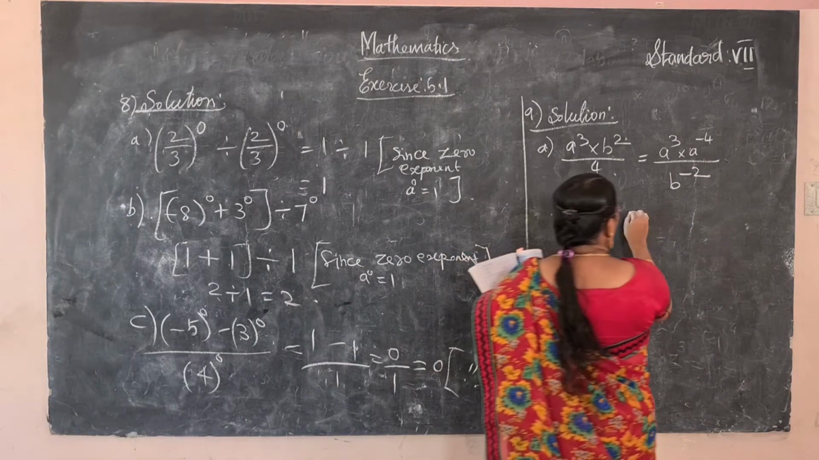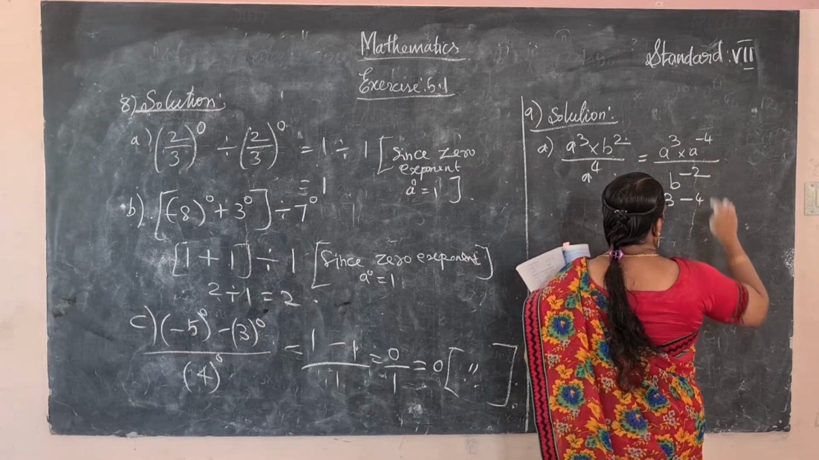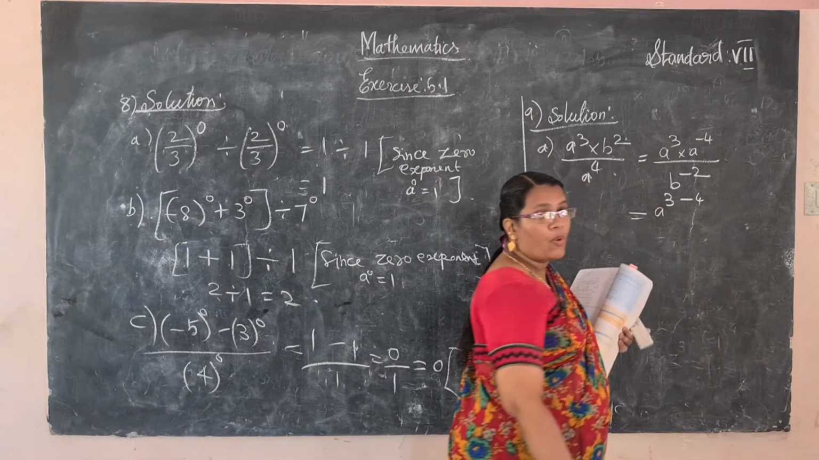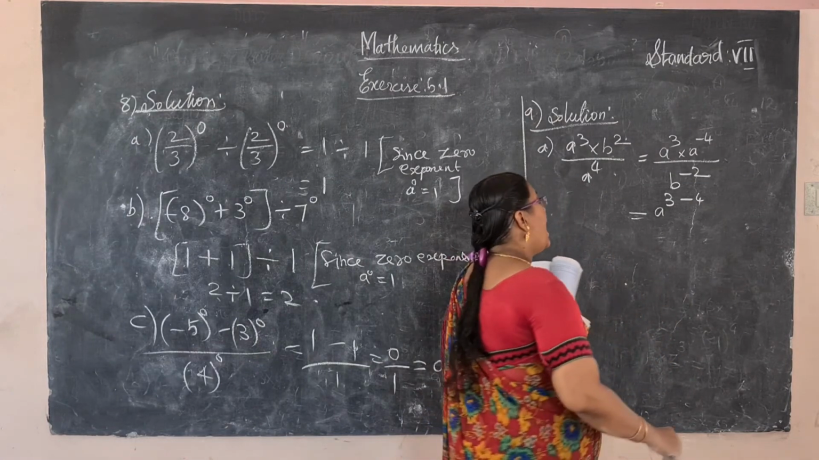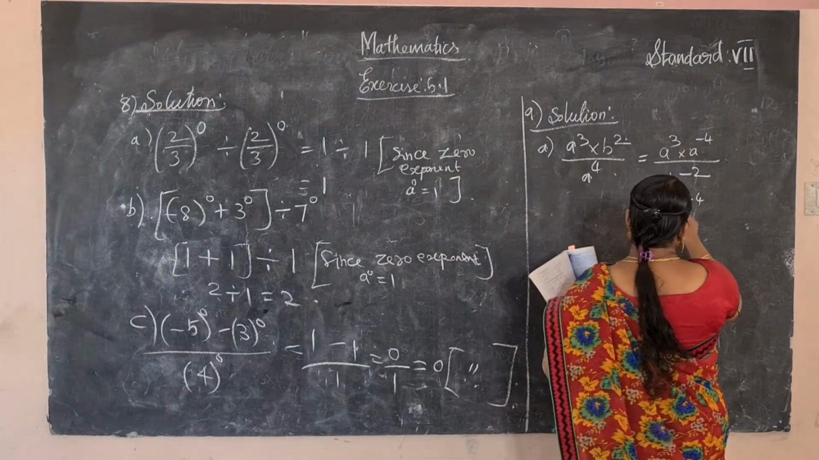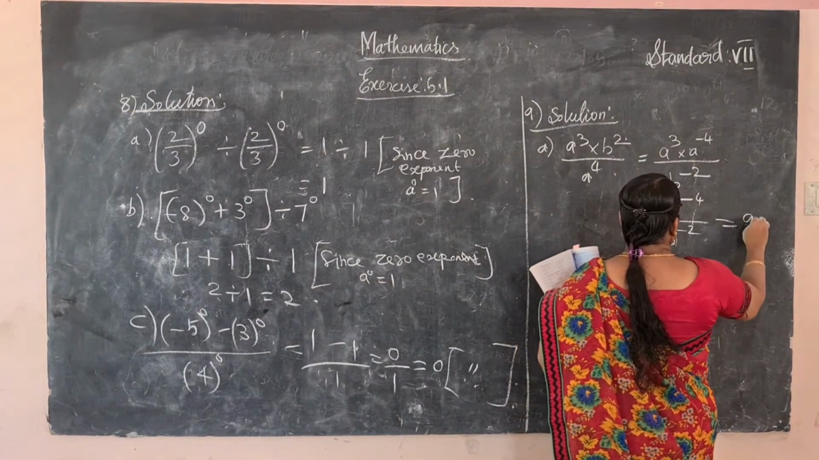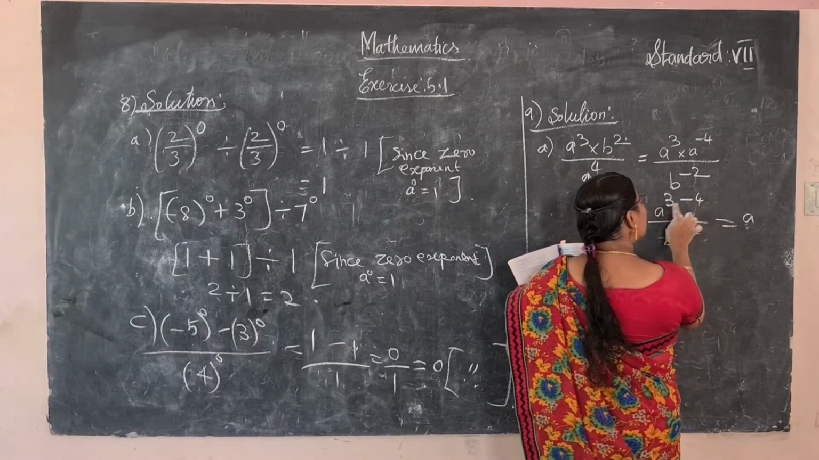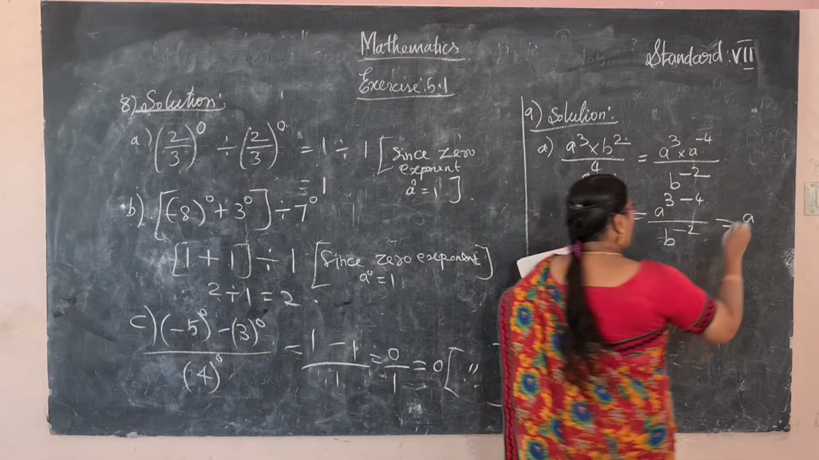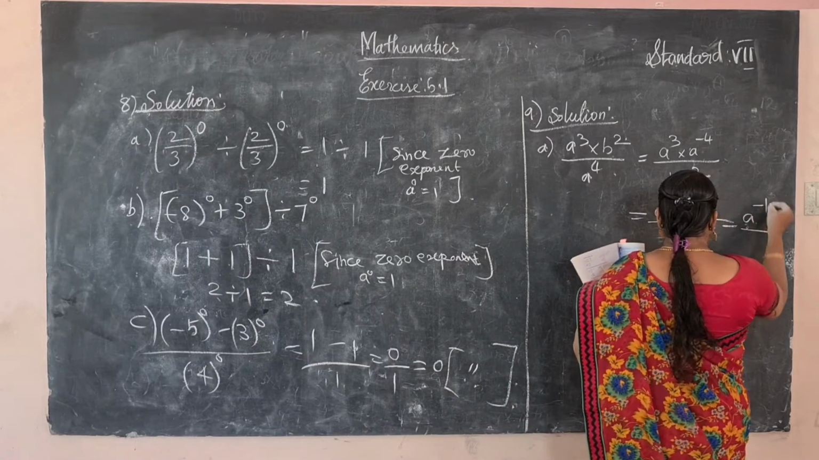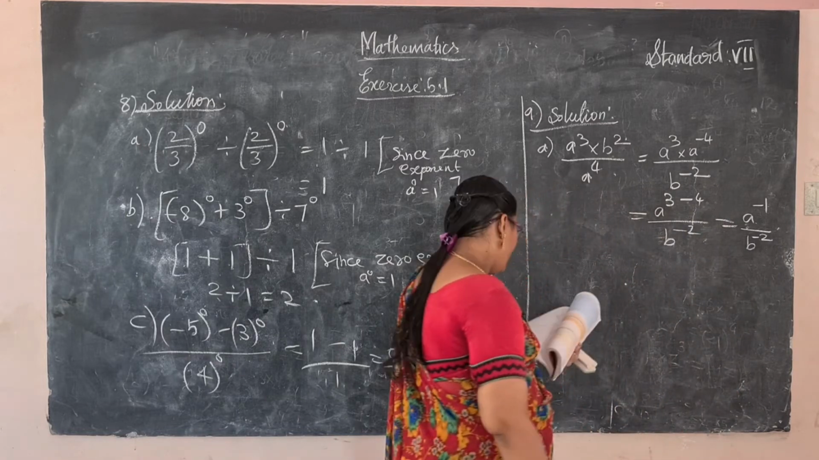Now simplify a power 3 minus 4. Which law have we applied in this place? Product rule. The bases are the same, so the powers will be added. So 3 minus 4 divided by b power minus 2, we get a power 3 minus 4. Two different signs will come. What do we do? Subtract and put the greater number's sign. So minus 1. So a power minus 1 divided by b power minus 2. That is a negative exponent.